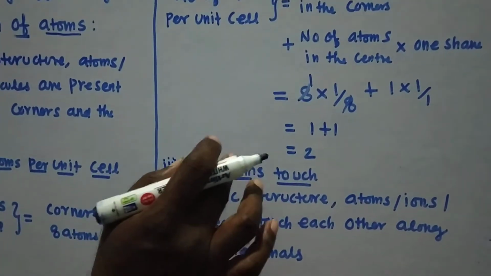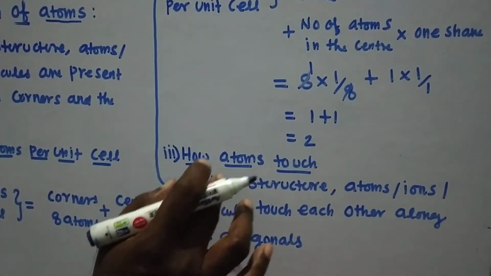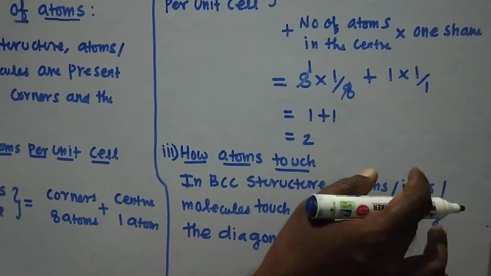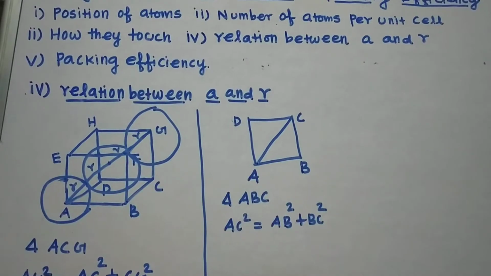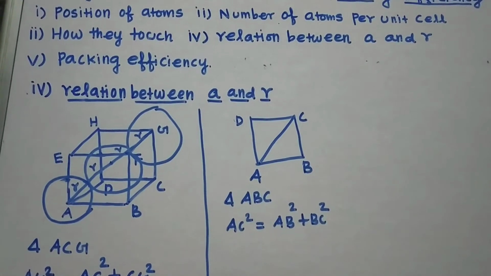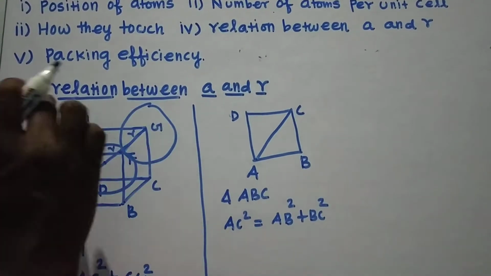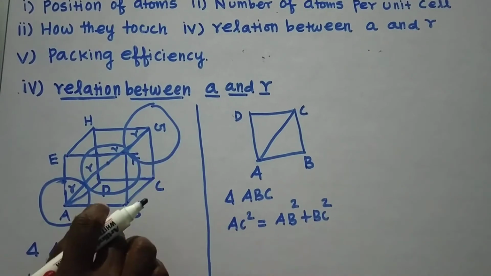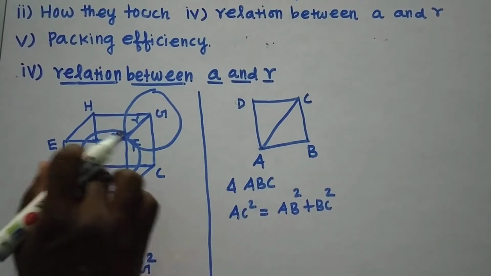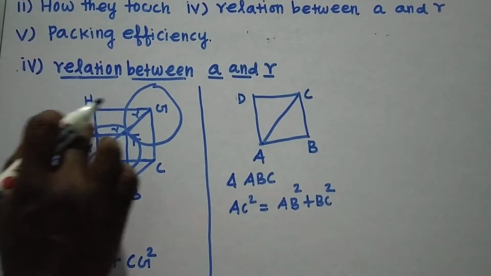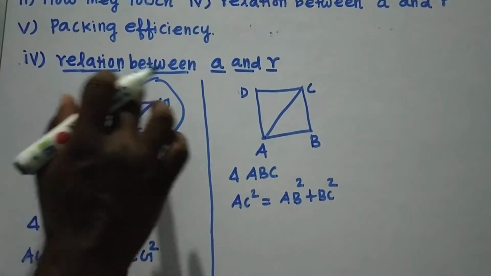Then, how do atoms touch each other? In BCC structure, the atoms or ions or molecules touch each other along the diagonals. Now, we are going to find out the relation between a and r. Let us consider a cube ABCD. These are the bottom side and EFGH, these are the top sides.